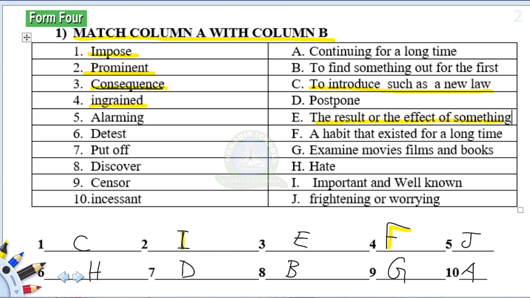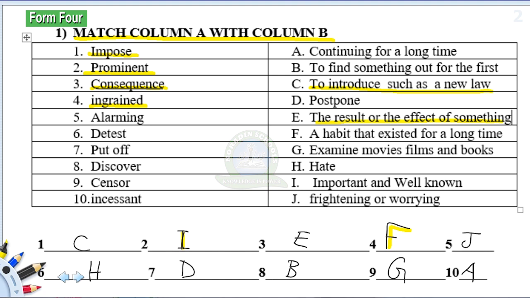Yes, we have covered them. So do like this one. Impose means to introduce a new law. Prominent, important and well known. Consequence, the result or the effect of something. Ingrained, a habit that exists for a longer time. Alarming, frightening or worrying. Detest, hate. Put off, postpone. Discover, to find something out for the first time. Censor, examine movies, films, books. Incessant, continuous. Thank you very much.